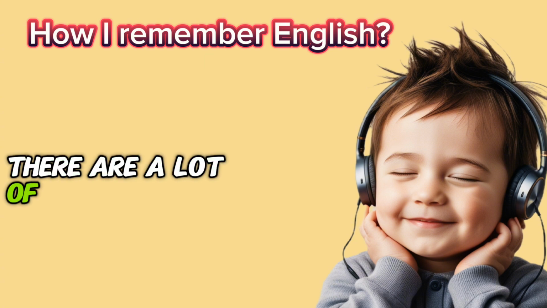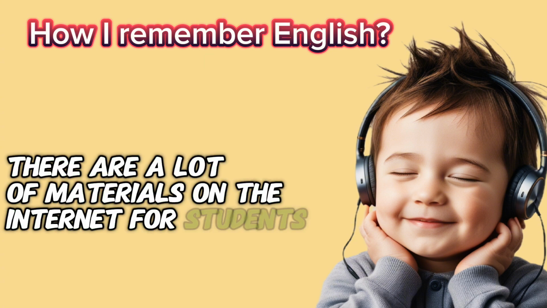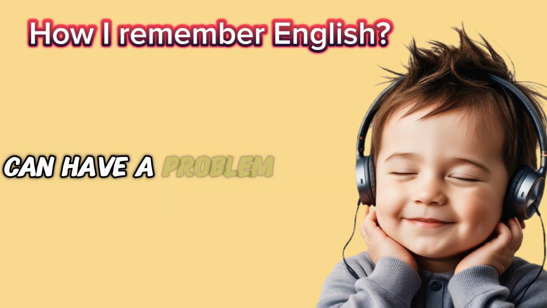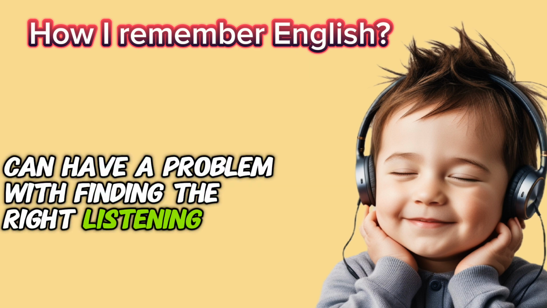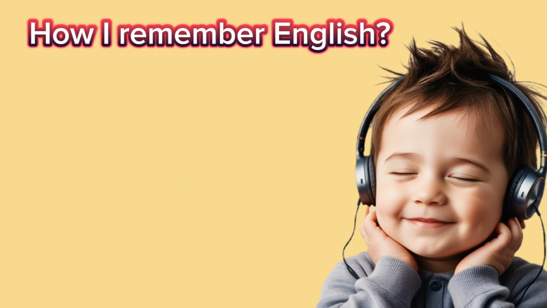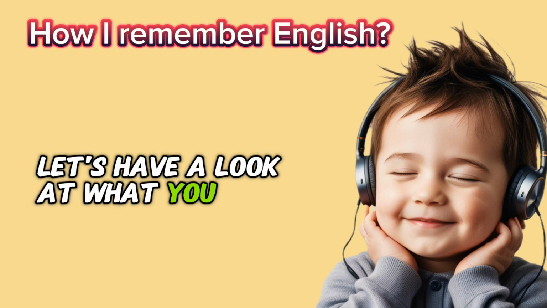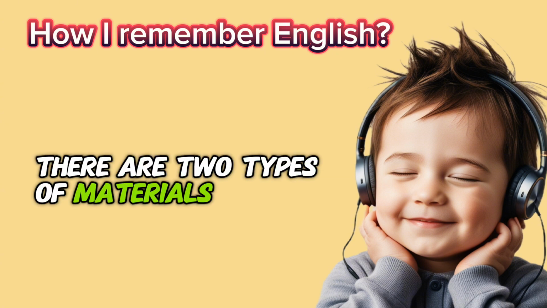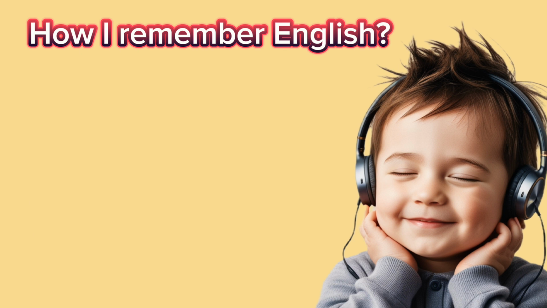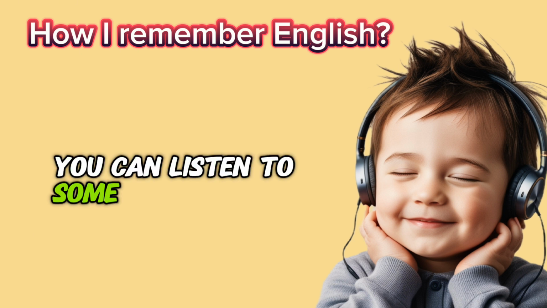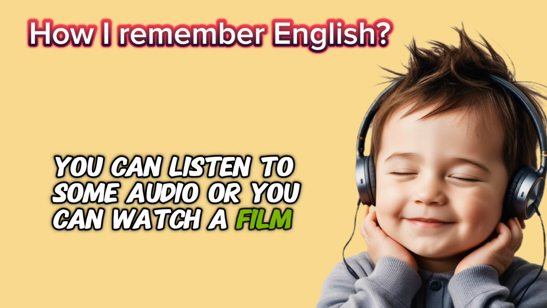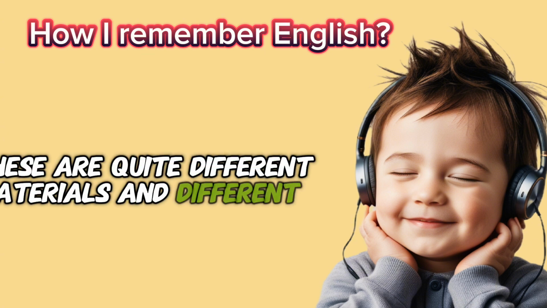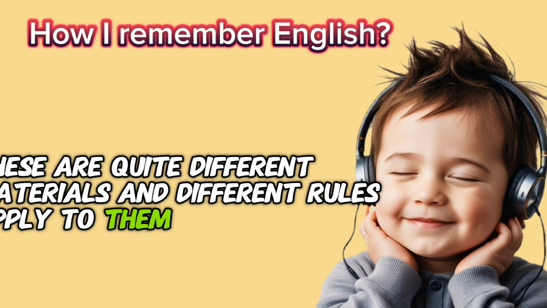There are a lot of materials on the internet for students of English. Some students can have a problem with finding the right listening materials for them. Let's have a look at what you should listen to. There are two types of materials which you can listen to. You can listen to some audio or you can watch a film. These are quite different materials and different rules apply to them.